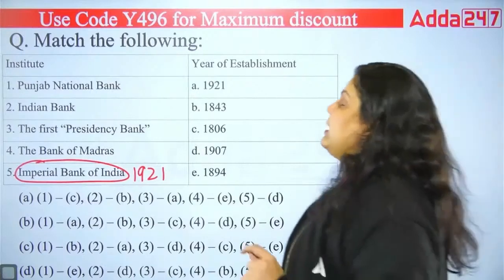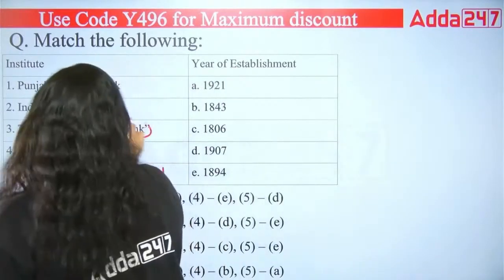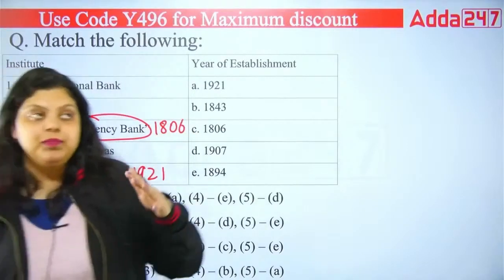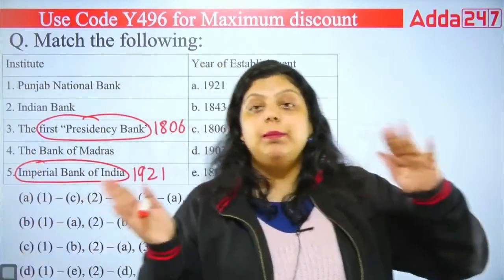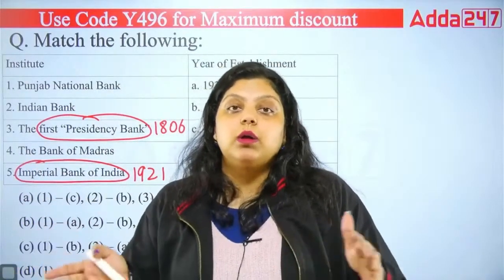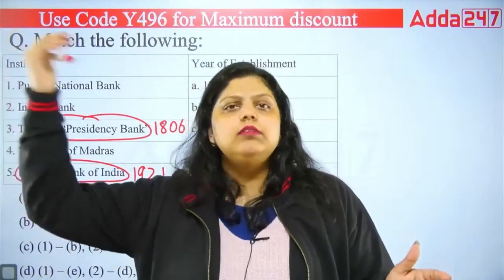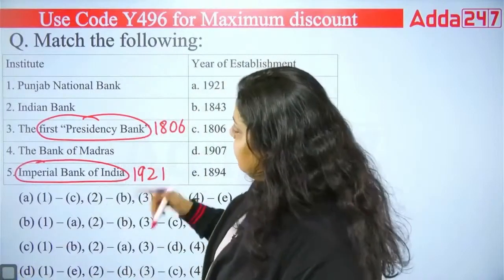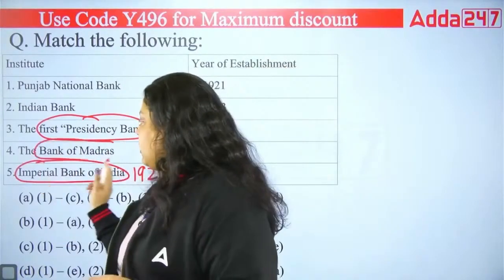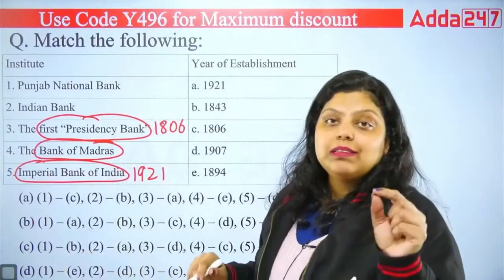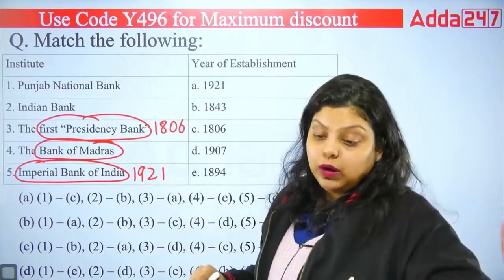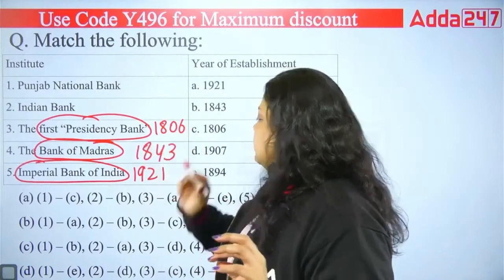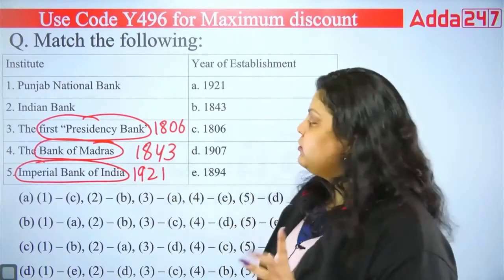Apart from that, I am also very confirm about the first presidency bank. It was Bank of Bengal, established in 1806. When it was established in 1806, it used to be known as Bank of Calcutta. But in 1809, its name changed to Bank of Bengal. But yes, the year was 1806. Apart from that, I also remember Bank of Madras. Bank of Madras is a presidency bank, the 3rd presidency bank, so it has the establishment year 1843.